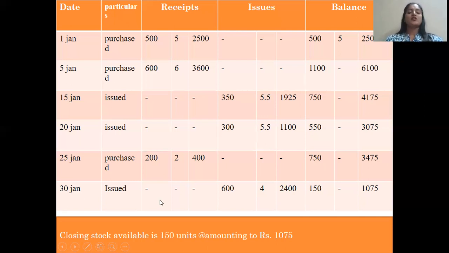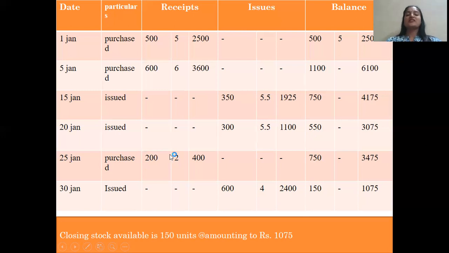Now on 30th you need to issue. How much should be issued now? I need to issue 600. If I have to issue 600, I can issue 600 out of 750. Earlier my balance was 150, like 550 and 200. The 550 balance belongs to 600 and 6 and 2.